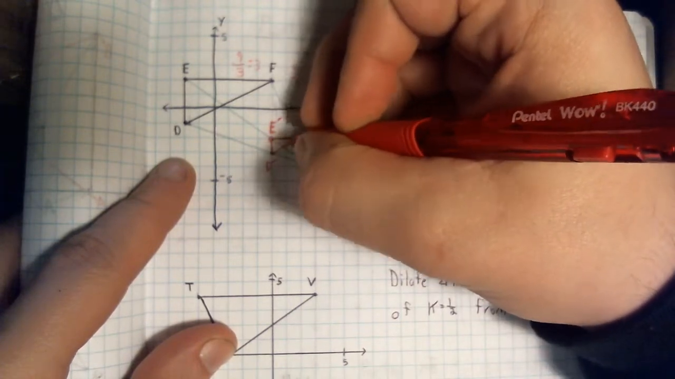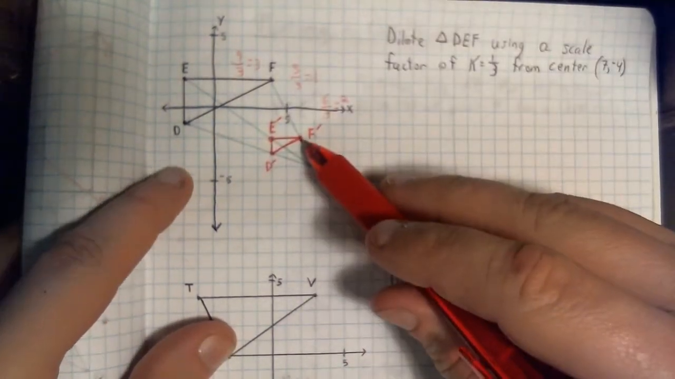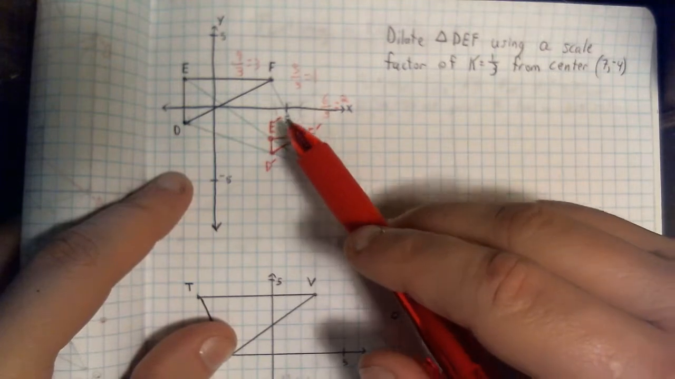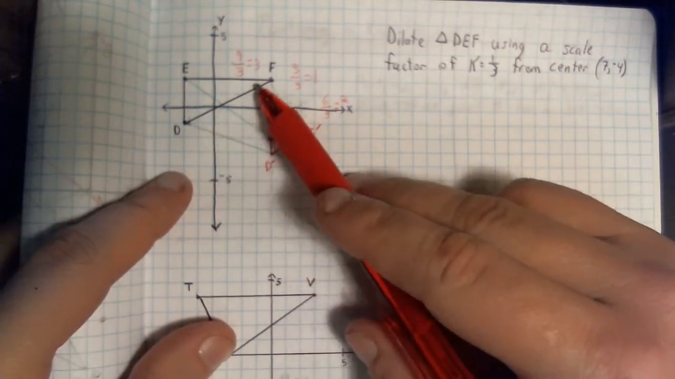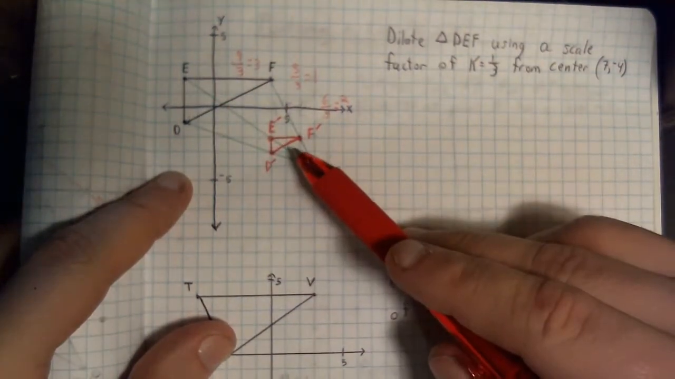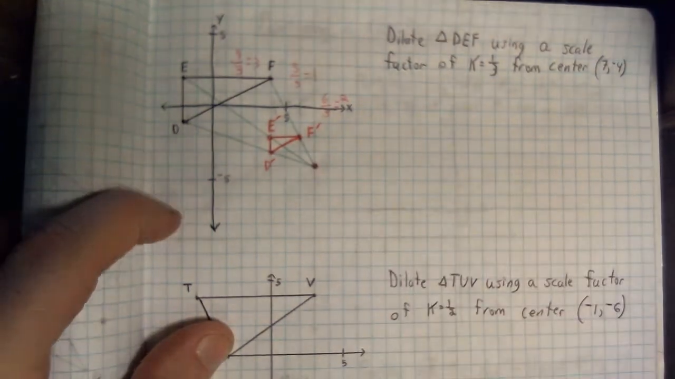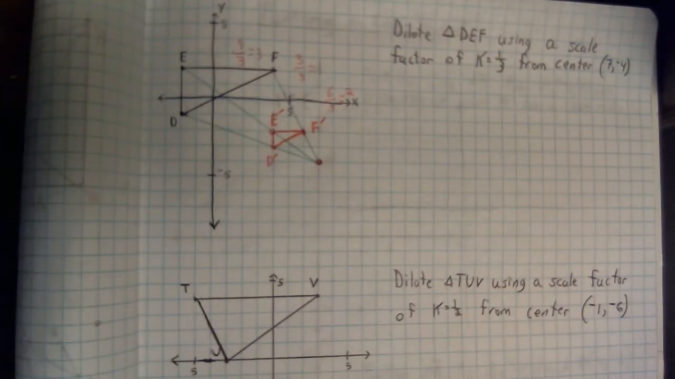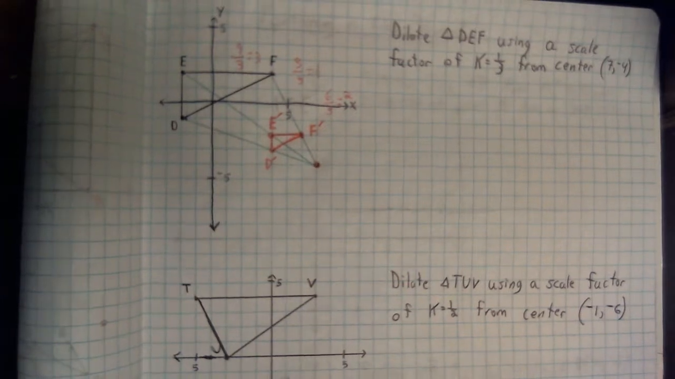Let's connect all of our points. Here's our new triangle. It is 1/3 the size on all sides of our original triangle. I may have messed up the names of the letters. I definitely did it correctly though.